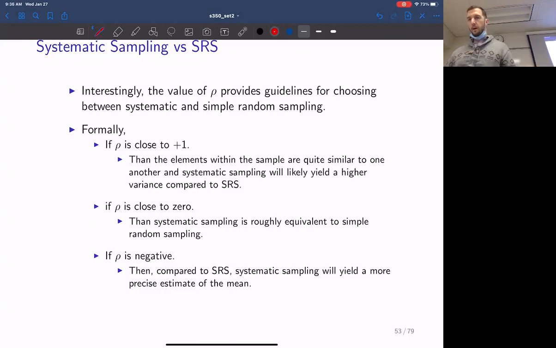When rho is close to 1, what this would imply is that the elements within the sample have measurements that are very similar to each other. And in this case, we would say that the systematic sampling will have a higher variance compared to SRS. Okay.